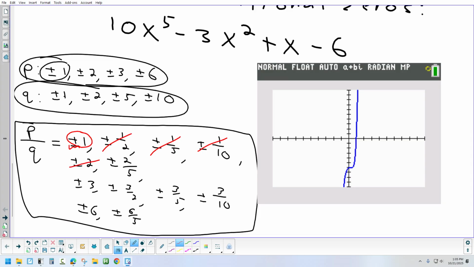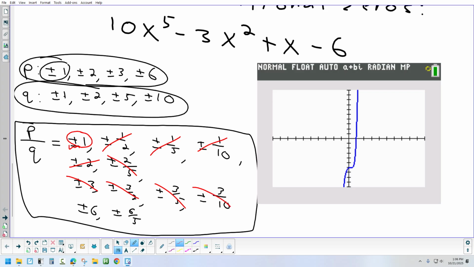How about positive or -2/5? That's 0.4. No, we're not near 0.4. Positive or -3? No. Positive or -1/2? No. Positive or -3/5? That's 0.6. Nope. And how about positive or negative 3/10? That's 0.3. No.